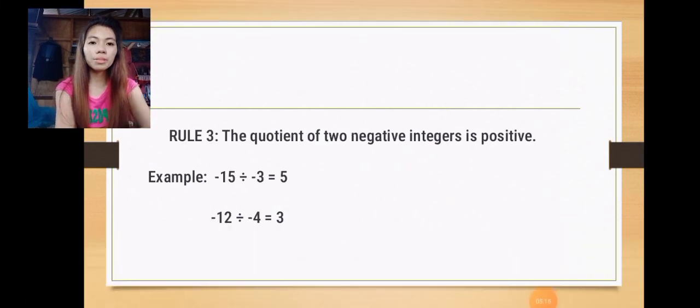Rule number 3. The quotient of two negative integers is positive. For example, negative 15 divided by negative 3 is equal to positive 5. The second example is negative 12 divided by negative 4, which is equal to positive 3. So what is the rule? If both integers are negative, all you have to do is change the sign to positive, so the quotient will be positive.